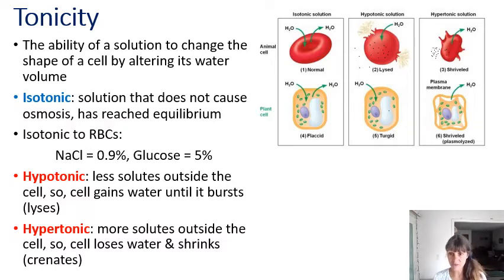One way that I remember what happens in what different solution is that for me, I remember hypo, hippo. If I put a cell in a hypotonic solution, the cell swells up like a big hippo and could burst. Okay, so it's potentially going to do two things, swell and burst.